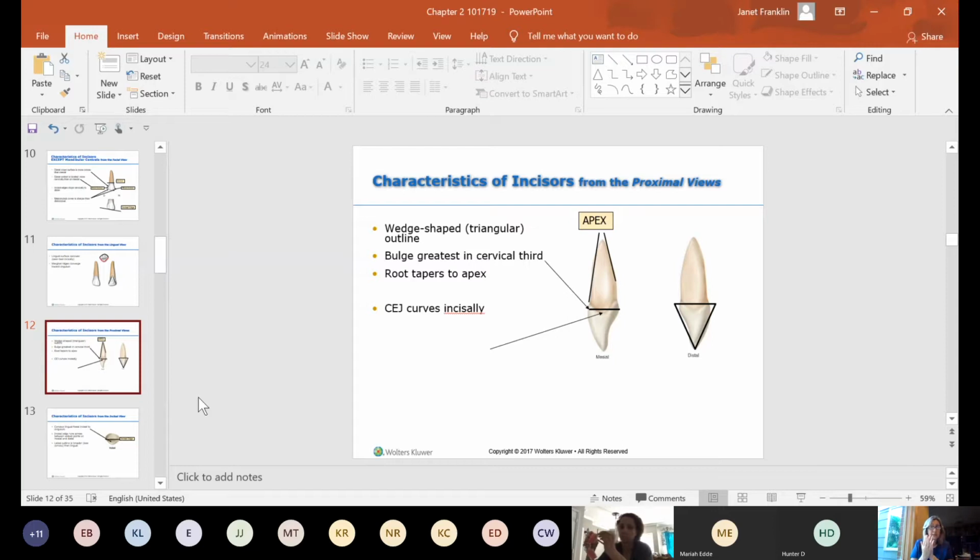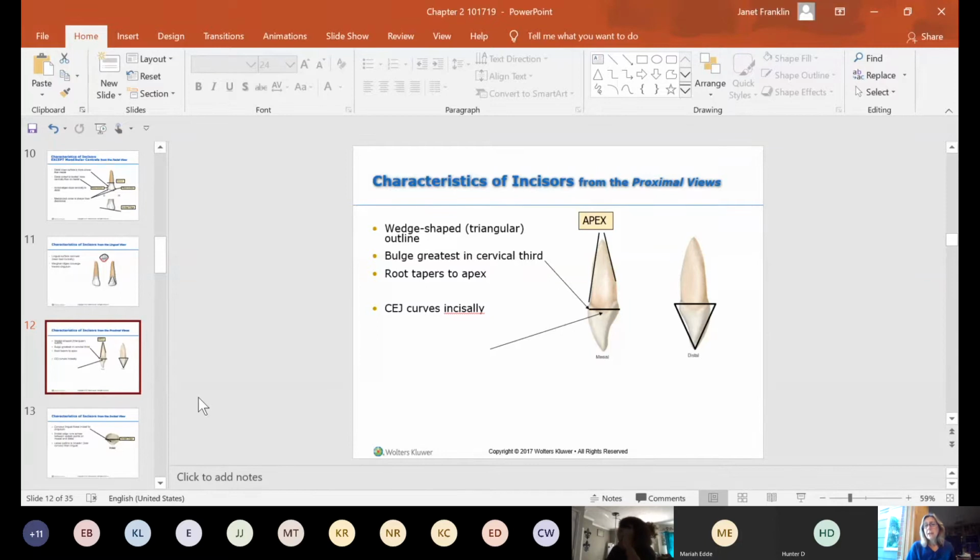That's to the incisal edge. We're on the slide. You guys are on the right slide, right? You can see where it shows the triangular picture. So the greatest bulge, or the height of contour, is going to be in the cervical third. In other words, the tooth is going to be the fattest up at the gum line, and it's going to come to a point as you come down toward the biting surface or the incisal edge. And then the root tapers to the apex. So the root's shaped like a cone and it tapers toward the apex or the tip.